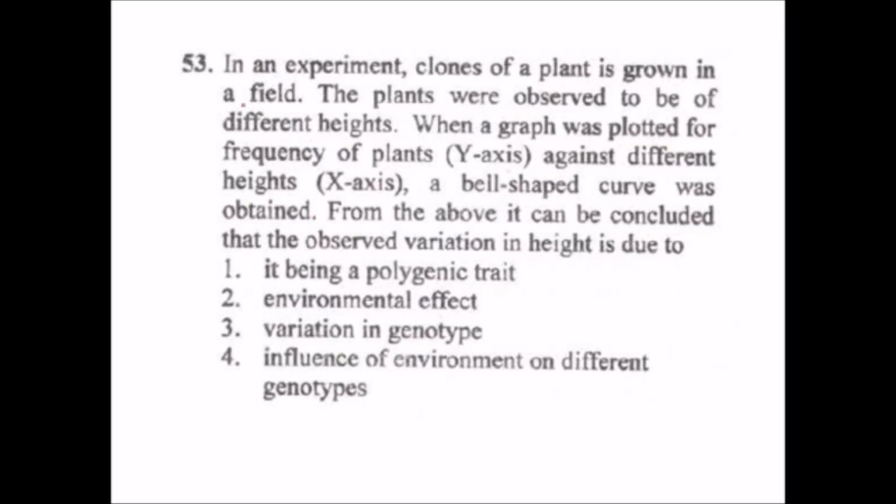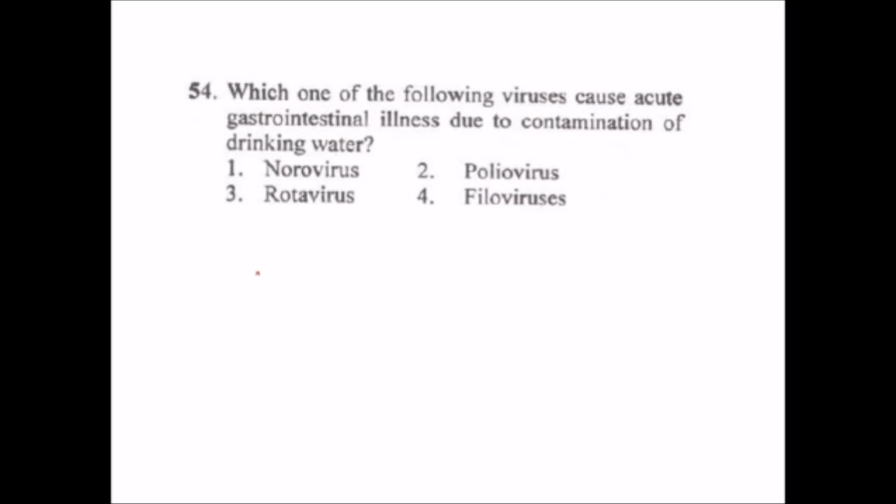Next question is that in an environment, clones of a plant are grown in a field. The plants were observed to have different heights. When a graph was plotted for the frequency of plants on the y-axis against different heights, a bell-shaped curve was obtained. From the above, it can be concluded that the observed variation in height is definitely due to the environmental effect.